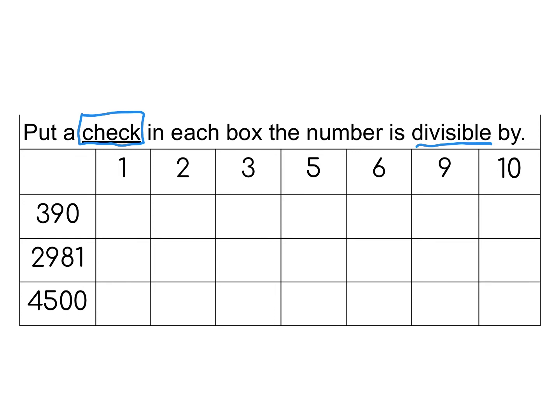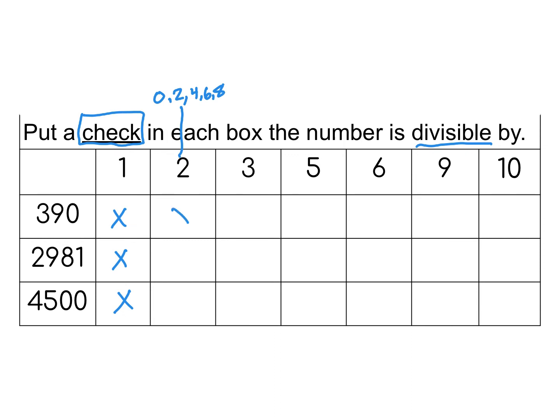So 1 works for every single number. We learned that. So we're going to make a mark in the ones, every number works. Going through the 2s, the last digit has to be an even number. So it has to end with a 0, a 2, a 4, a 6, or an 8. If it does, it's divisible by 2.